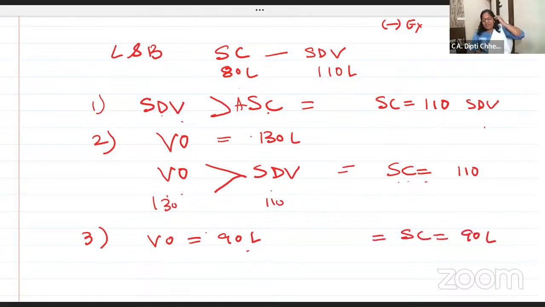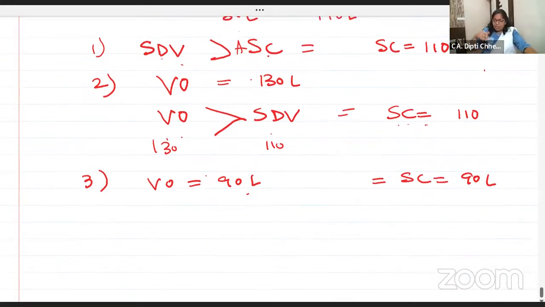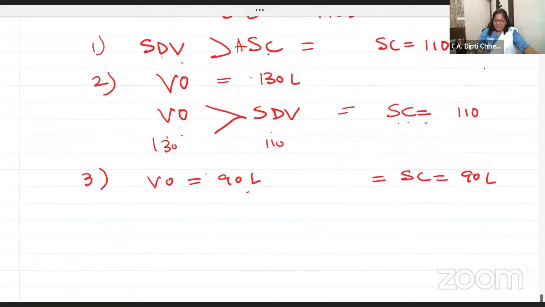Ma'am, we are not following much, how to take with clarity. When the stamp duty value exceeds your sale consideration, take stamp duty. Then if they give you a valuation officer's value, compare. If the valuation officer's value is higher than the stamp duty, take the stamp duty. If the valuation officer's value is lower than the stamp duty, then take the valuation officer's value. I'm going to explain more with an example.